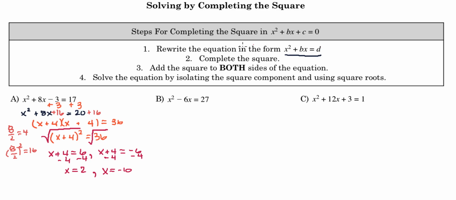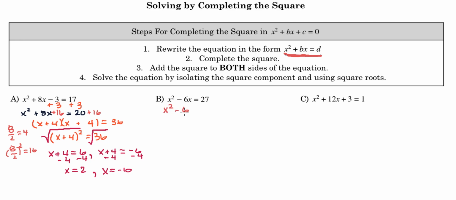Step 1, we want to make sure it looks like this. All right, we want to make sure it looks like this thing right here. And we're in luck because it looks exactly like that. Notice it was the quadratic, the linear, and then the constant, the number without a variable, is already on the other side. So what I'm going to do is rewrite it with a little bit of space.